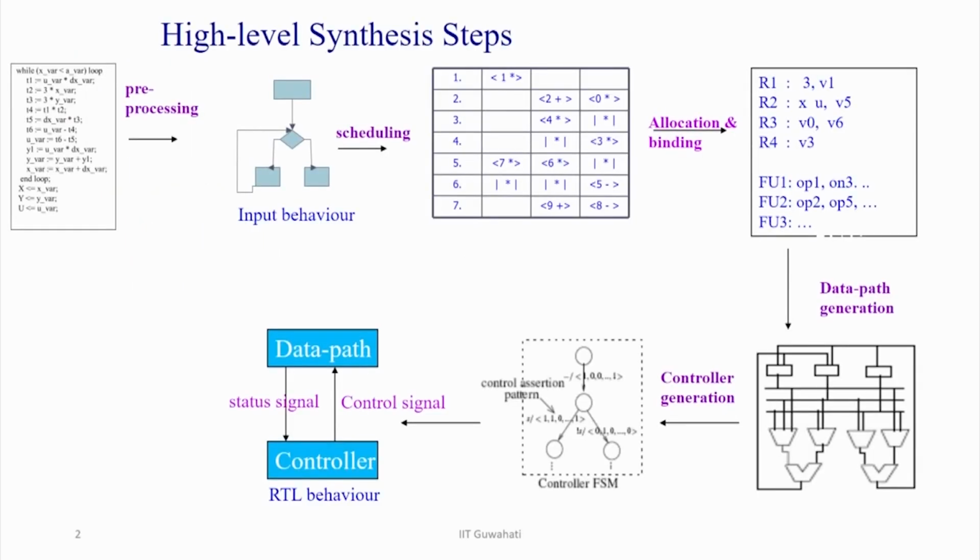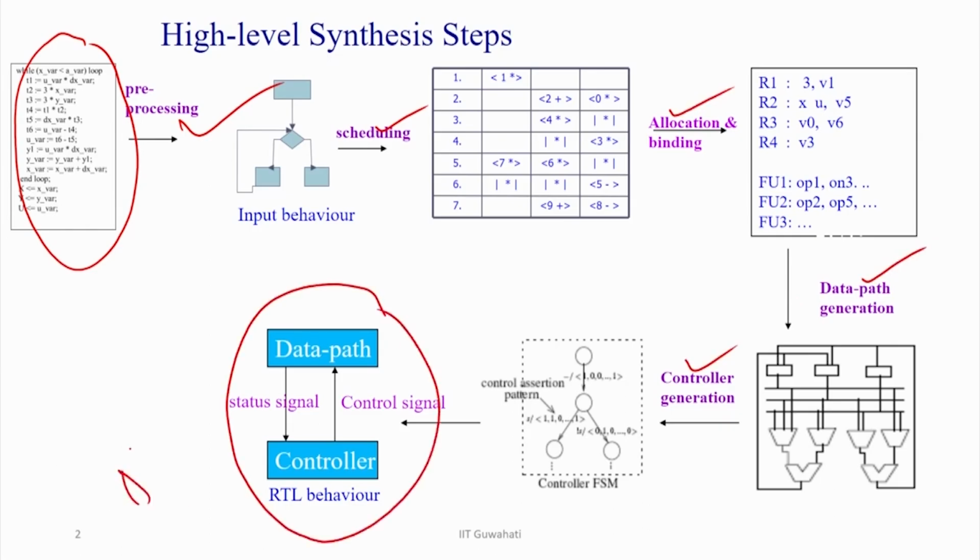Right. So, if you look back at the high level synthesis steps we have seen in the last class, starting from an initial behavior written in C or something, it goes through pre-processing, scheduling, allocation binding, data path generation and controller generation. Finally, we will get this RTL, right. So, we get this RTL out of that C code.